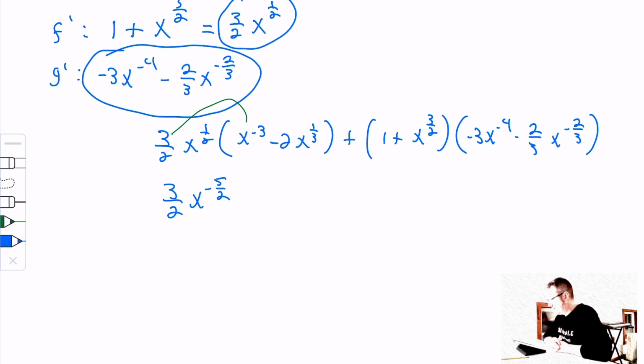All right. Next, 3/2 times negative 2. The 2's are going to cancel. You're going to be left with negative 3. Then 1/2 times 1/3. Okay, what's 1/2 times 1/3? Take a second by hand and figure that out.